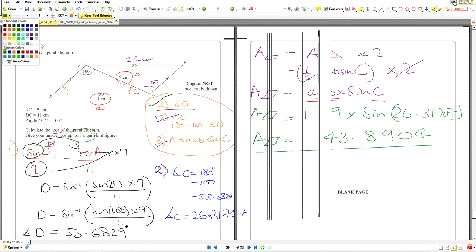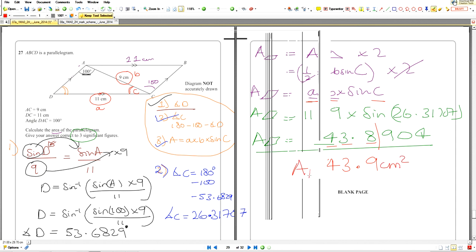So 3 significant figures: 1, 2, 3. The next digit, 0 9, is 5 or more, so add 1 to that. So my final answer for that is 43.9, and we're looking for an area, so it should be centimeters squared, the area of the parallelogram.